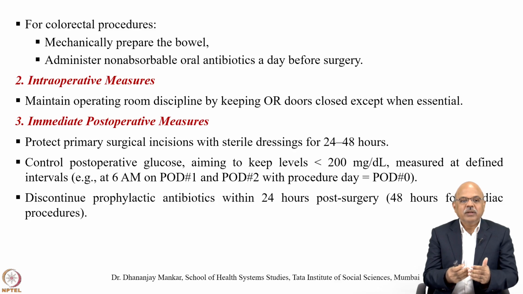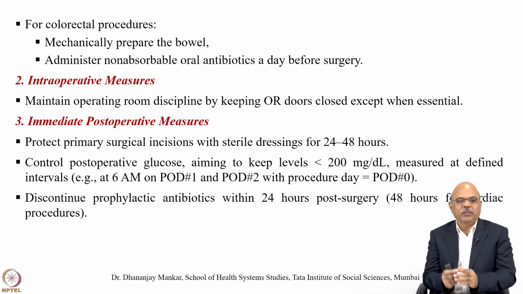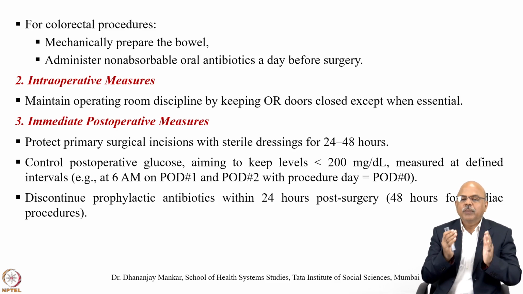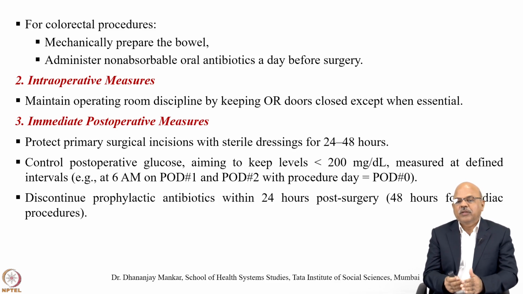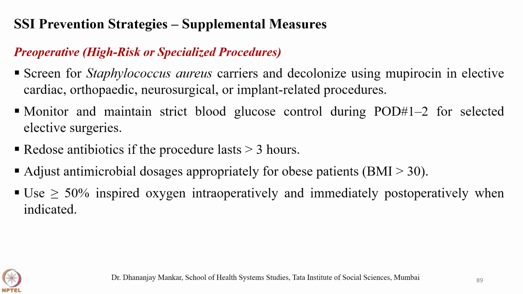What are the immediate post-operative measures which need to be followed? Protect primary surgical incisions with sterile dressings for 24 to 48 hours. Control post-operative glucose, aiming to keep the level less than 200 mg per dL, measured at defined intervals. Discontinue prophylactic antibiotics within 24 hours post-surgery, that is 48 hours for cardiac procedures.